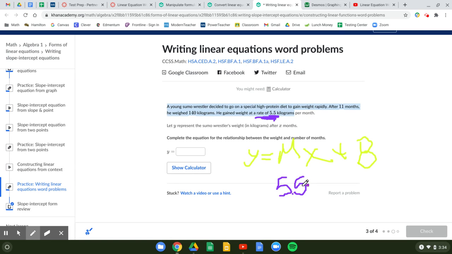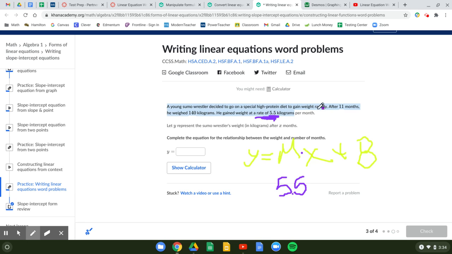After 2 months, I would multiply that by 2. After 3 months, multiply it by 3. And that's what the X is there for, right? These things are multiplied because it's how much is happening every month. So we take that amount times the number of months, and that tells us how much it goes up. But here's the tricky part, is that we don't know the starting amount, right? We only know how much he had after 11 months.